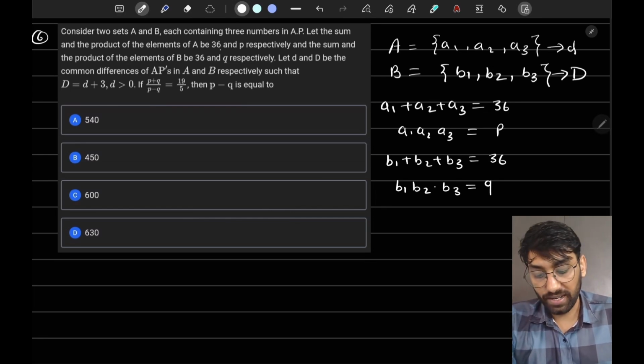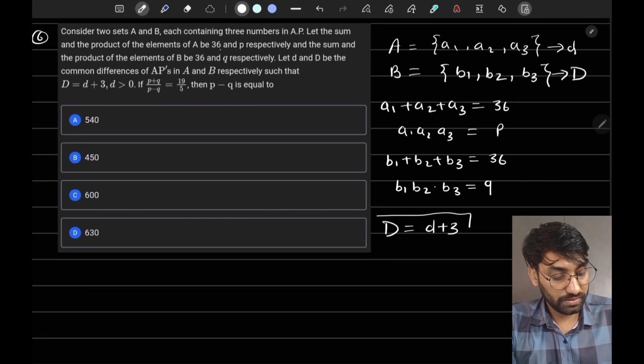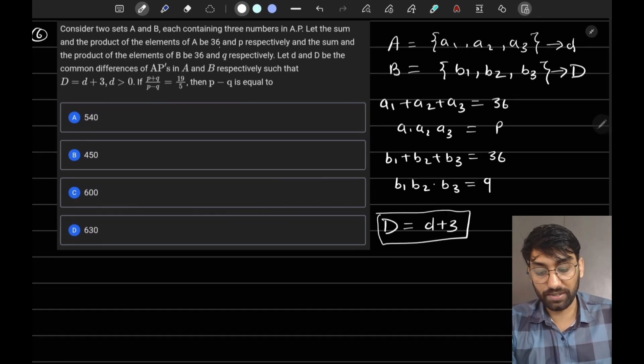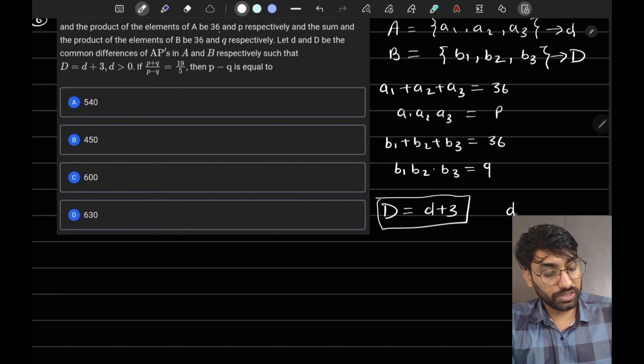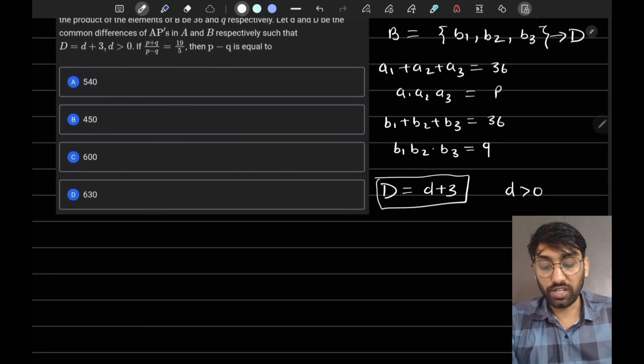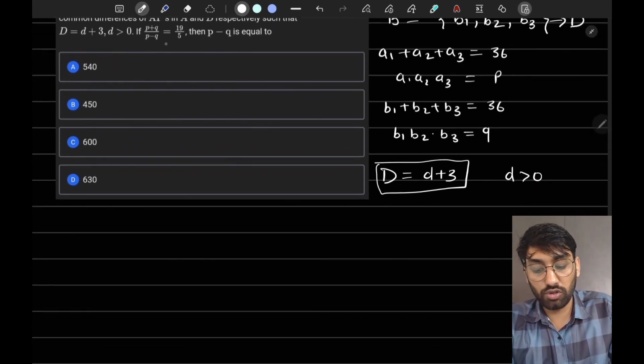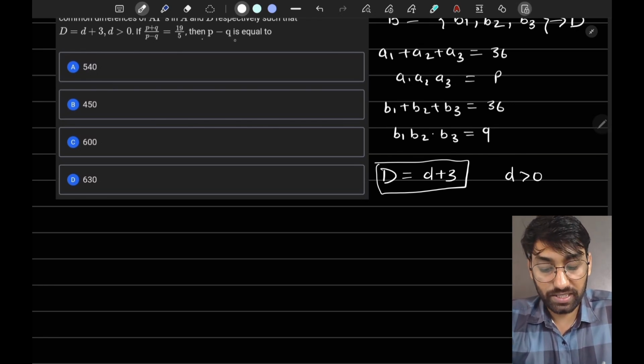Then after that, such that capital D equal to d plus 3. So they have given another piece of information: capital D equal to d plus 3, where d is a positive number. Next, what are they saying? They are saying that (P plus Q) upon (P minus Q) equal to 19 by 5. Then we need to find the value of P minus Q.